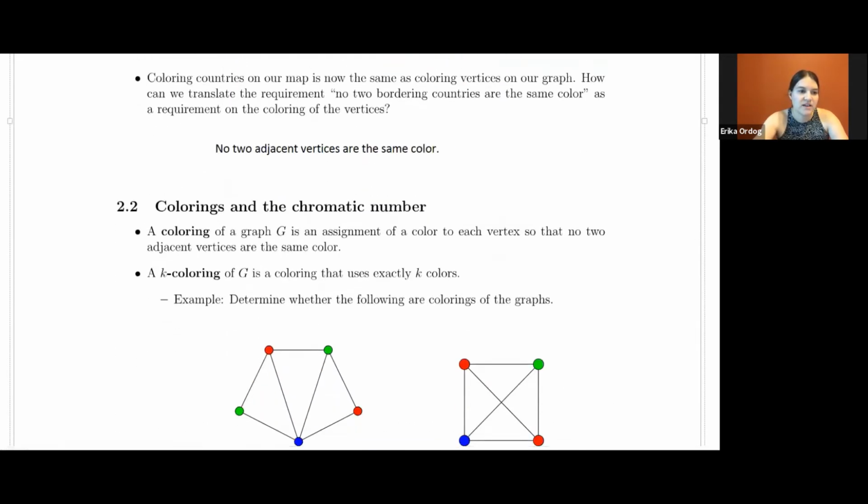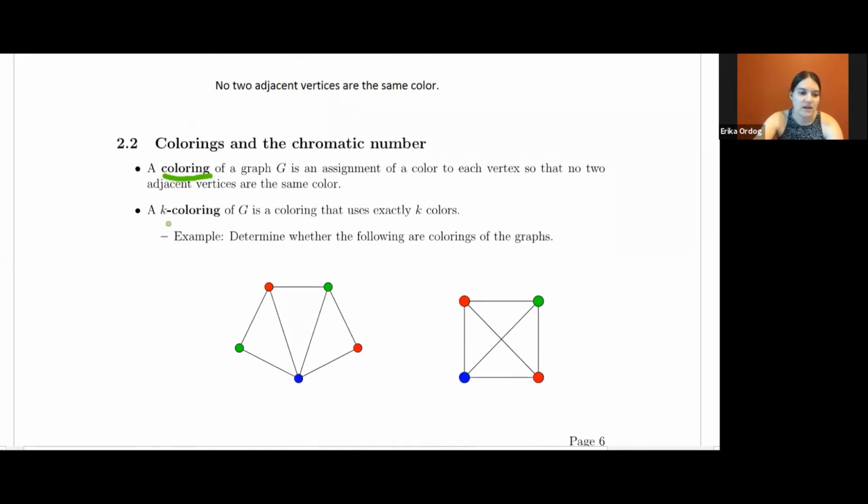So that brings us to the idea of a coloring of a graph. So we say a coloring of a graph G is an assignment of a color to each vertex so that no two adjacent vertices are the same color. And a K coloring of G is a coloring that uses exactly K colors. So let's look at this example. We have these two graphs here, and we want to decide whether these are colorings of the graphs. So why don't you pause and think about that for a minute.